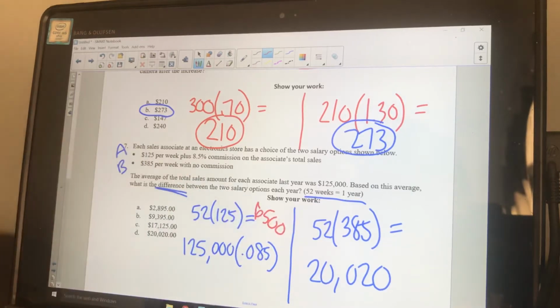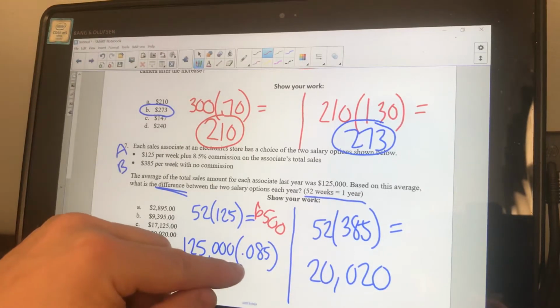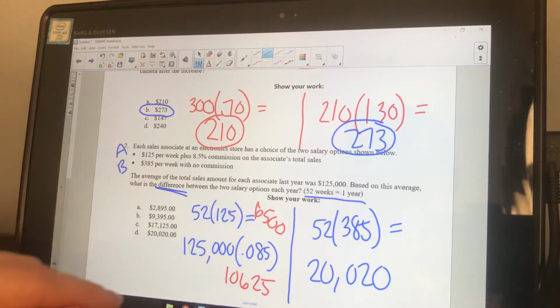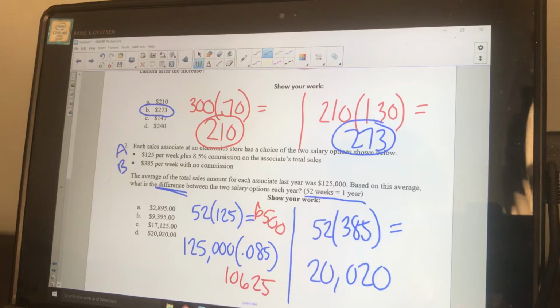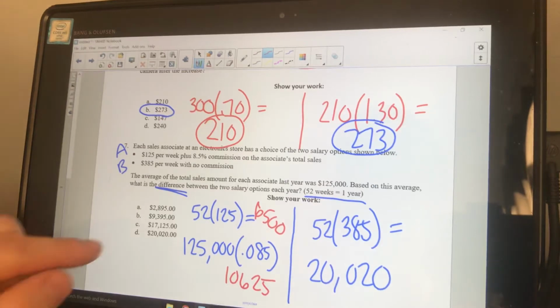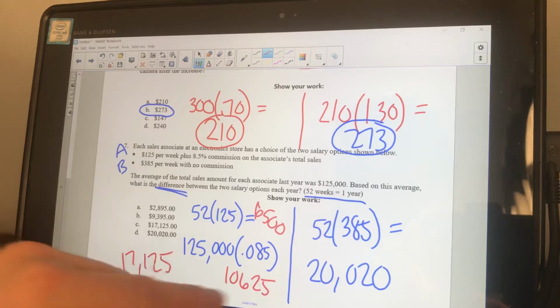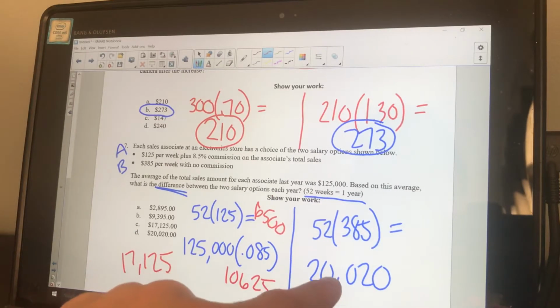But when you do your commission, 125,000 times 0.085, you get another $10,625, okay? Those added together is $17,125. So it's actually better to go with this one, okay?